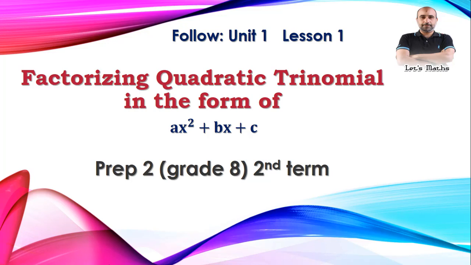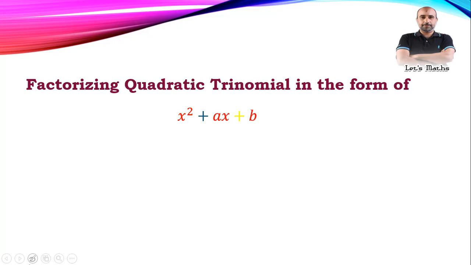هنكمل في الفيديو ده النص التاني من unit 1 lesson 1 which is factorizing quadratic trinomial in the form of ax power 2 plus bx plus c. In the previous video we knew how can we factorize an expression by the highest common factor HCF or the expression in the form of x power 2 plus ax plus b. Remember that a and b are two coefficients or two constants.